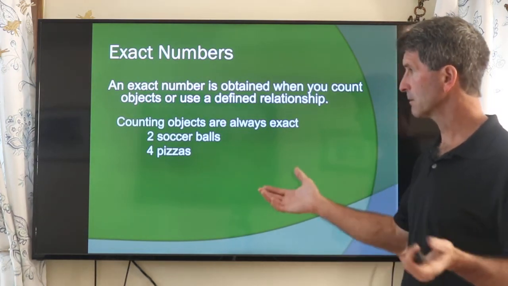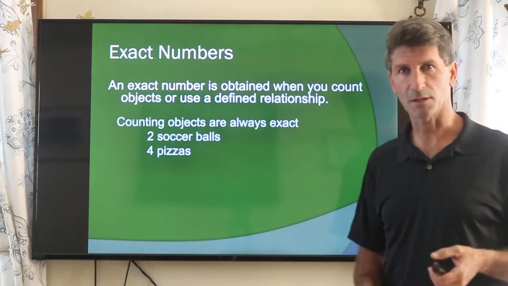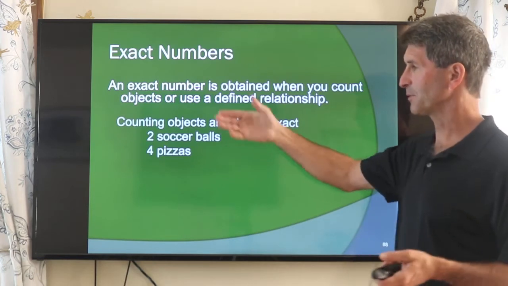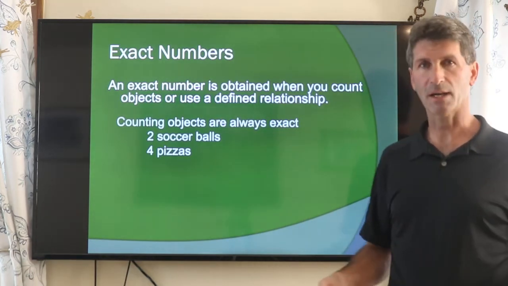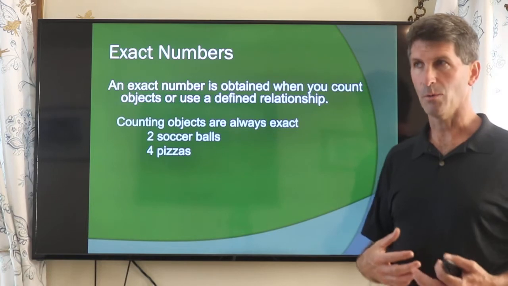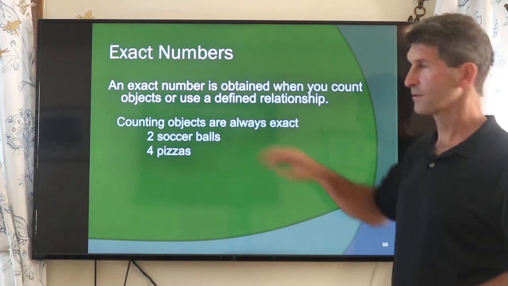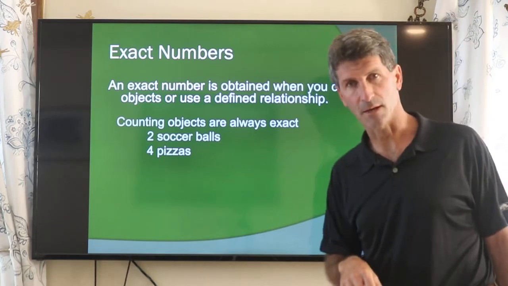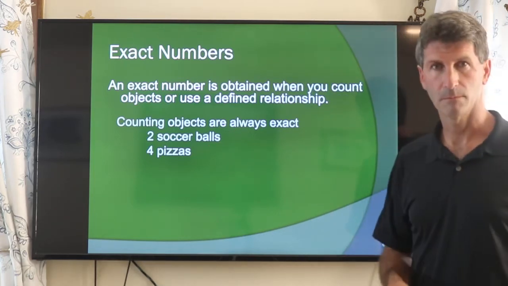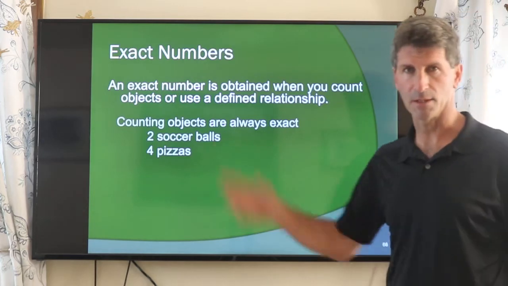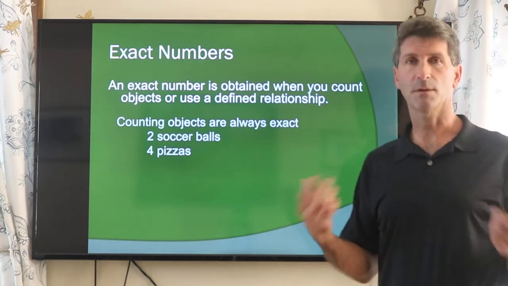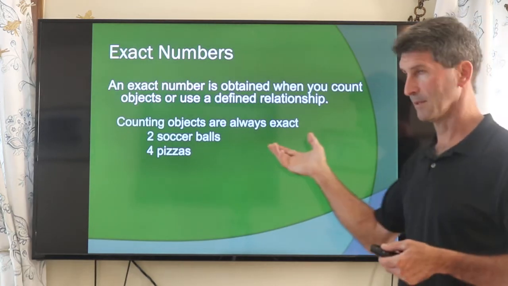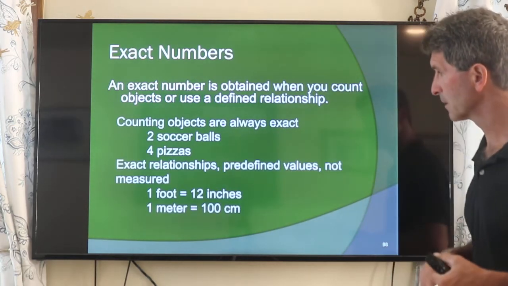Okay? So, exact numbers: 2 soccer balls. I mean, you wouldn't have like 2.3 soccer balls. 2 soccer balls, 4 pizzas. Those are exact numbers. Okay? We know there are either 2 soccer balls there or there aren't. We know there are either 4 pizzas there or there aren't. Yes, you can cut up pizzas, you can cut up soccer balls, but when we're talking about exact numbers, they are basically, in these cases, positive integers.